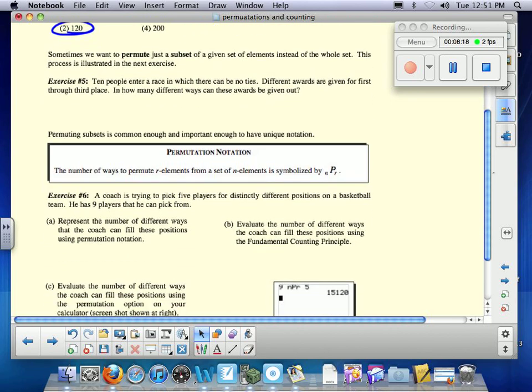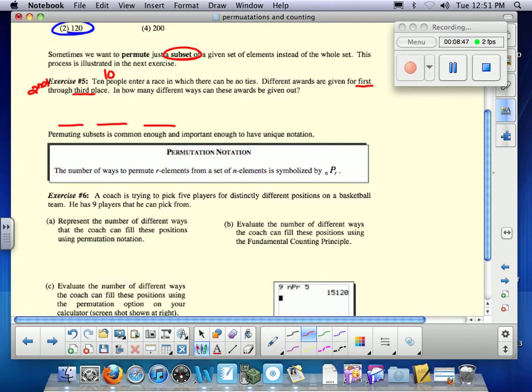All right, sometimes we only want to look at a subset, a smaller chunk. We're not going to use all of the movies, for example, in Noah's problem we just finished. And here's another great example of that. We have 10 people that enter a race, and there's not going to be any ties. We're going to hand out prizes for first, second, and third place.